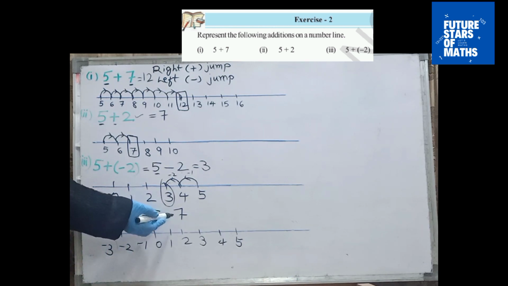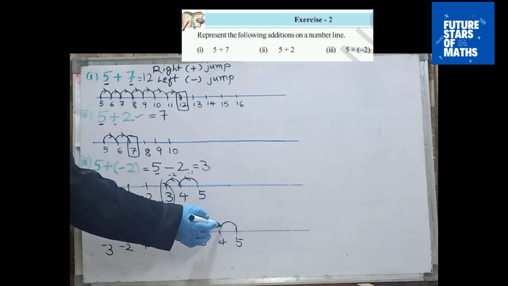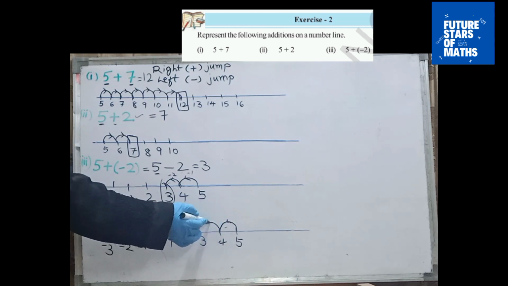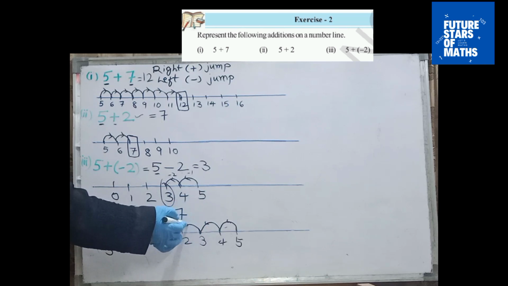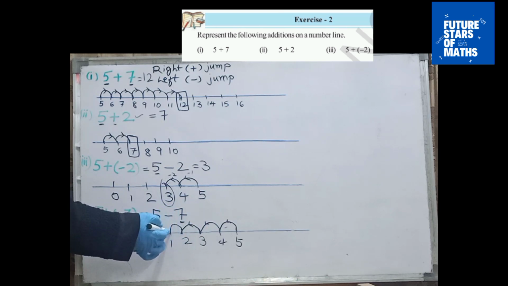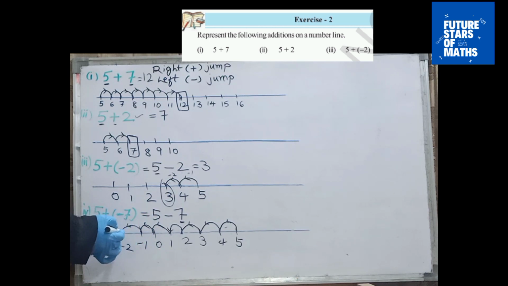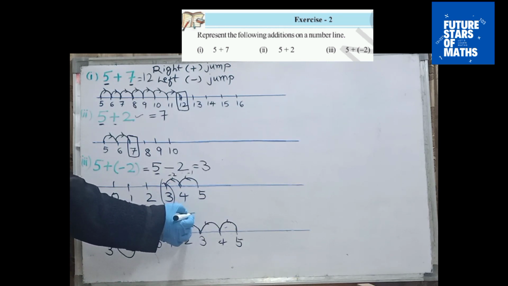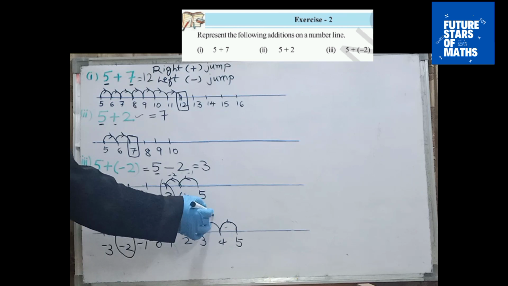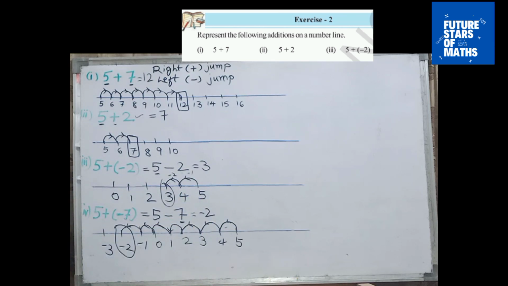So what do we have to do now? We have to move to the left side. How many times do we have to jump? 7 times from 5. 1, 2, 3, 4, 5, 6, 7. So what do we get here? -2. So 5 minus 7 is equal to -2. Okay students, is it clear? Now we will do the next sum.